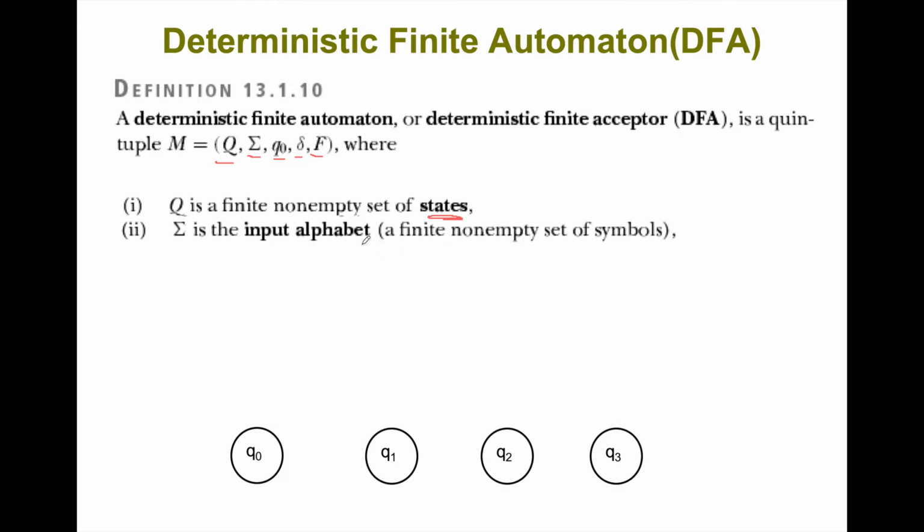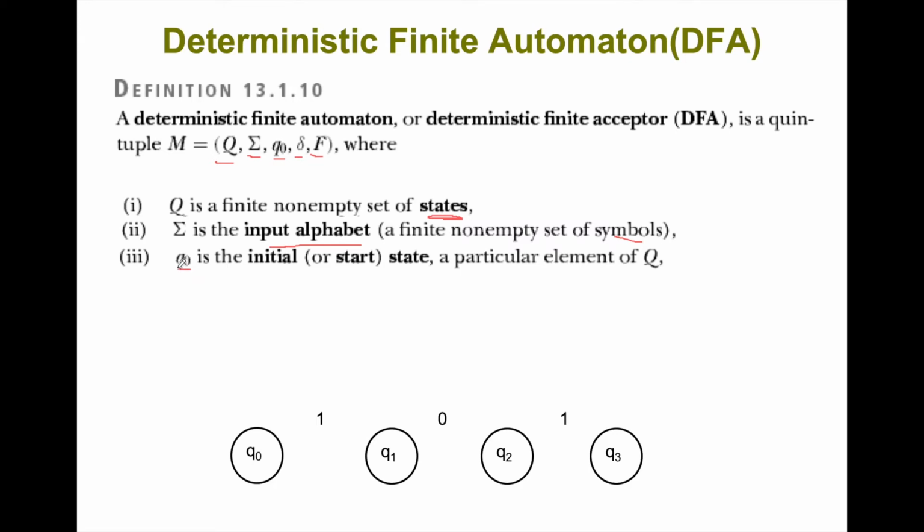Sigma is an input alphabet, which is a number of symbols that can be numbers, 0s and 1s, and can be letters, which is A, B, and so on. Alright, and it comes something like this.